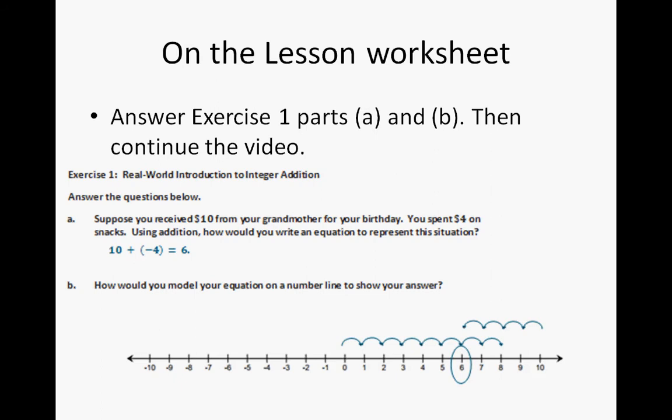And then how would you model your equation on the number line to show your answer? Either using hops or jumps, or if you've gotten to a straight line vector, as long as you're showing that you go up $10 and then back 4, then that would give you 6. And I think they actually messed up and did 2 extra jumps on this. But the correct answer is 6.